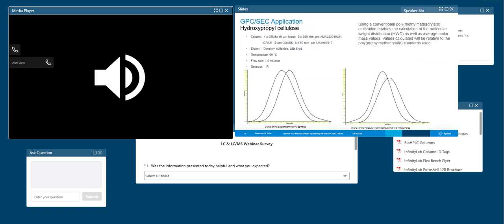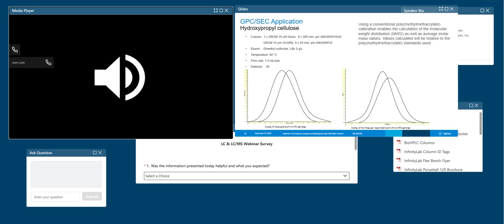Here we have an example separation showing hydroxypropylcellulose, which is a derivative of cellulose with both water and organic solubility. It is used in a number of different applications, such as being an excipient, a thickening agent, and a binder. It's also used in ophthalmic products. The degree of substitution of the glucose ring of the cellulose with hydroxypropyl groups affects the solubility in water.